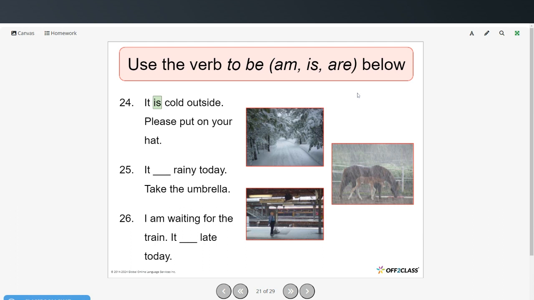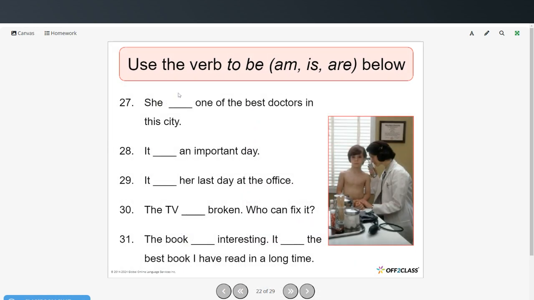It is cold outside. Please put on your hat. It is rainy today. Take your umbrella. I am waiting for the train. It is late today. She is one of the best doctors in the city. It is an important day. It is her last day in the office.